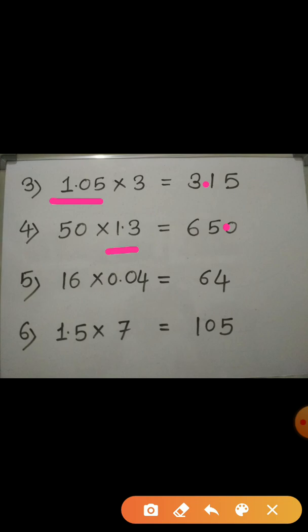Now the next one. Here decimal number have two decimal places. So product will also have two decimal places. Therefore point will come here. Hence the answer will be 0.64. And now the last one. Here the decimal number have only one decimal place. So product will also have one decimal place. So point will come here. Hence the answer will be 10.5.